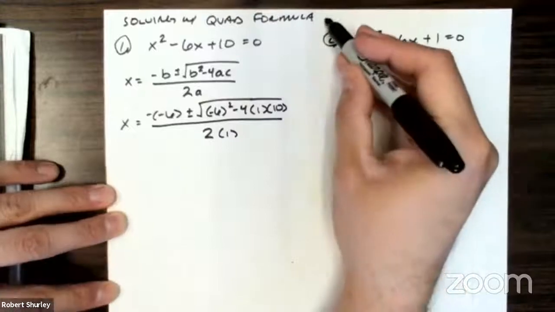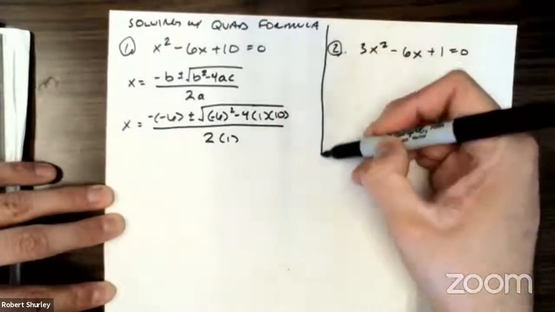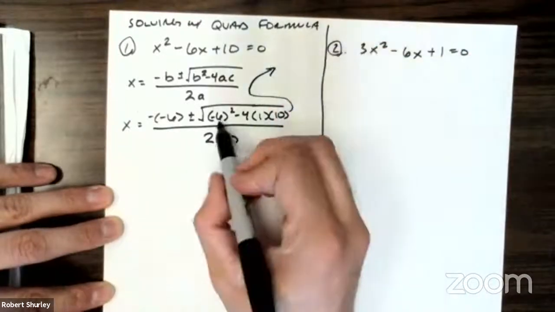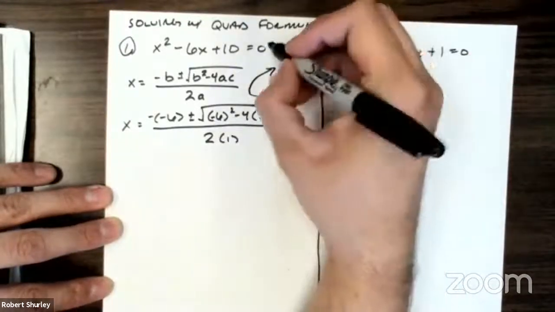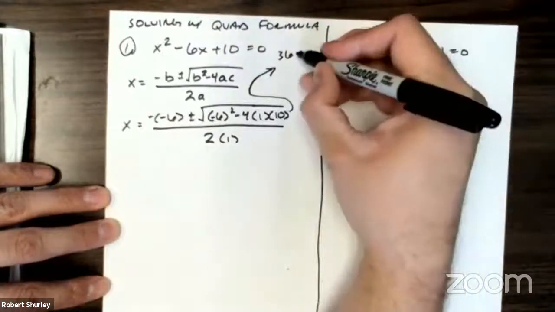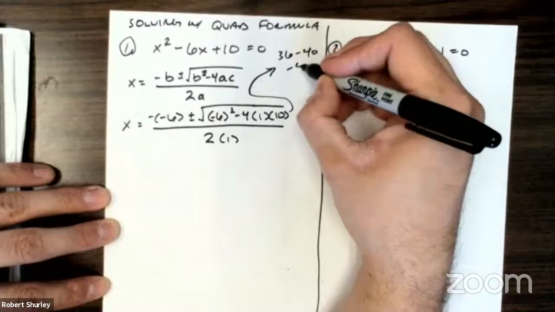I like to solve for what's underneath the radical first. I'm going to make a line here, keep these separated. Negative 6 squared is a positive 36. Negative 4 times 1 times 10, that's negative 40. So this winds up being negative 4.